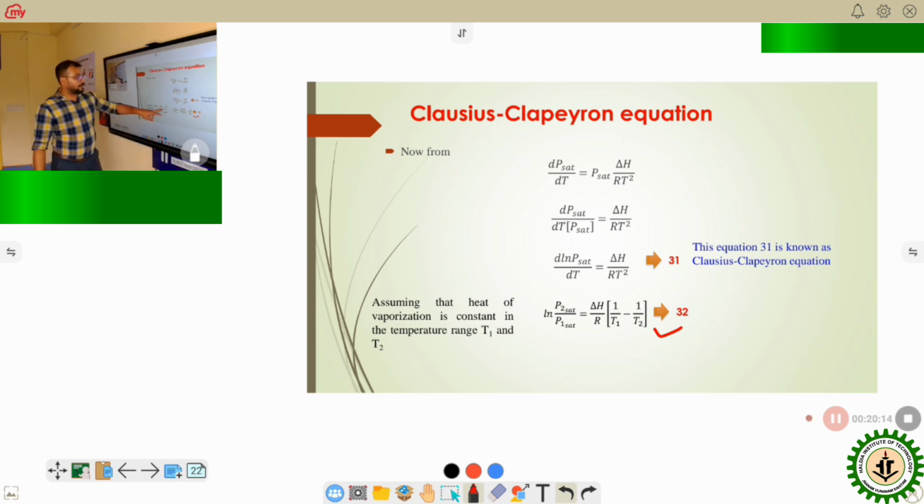ln of P saturated of phase 2 to phase 1 is equal to delta H by R into 1 by T1 minus 1 by T2.